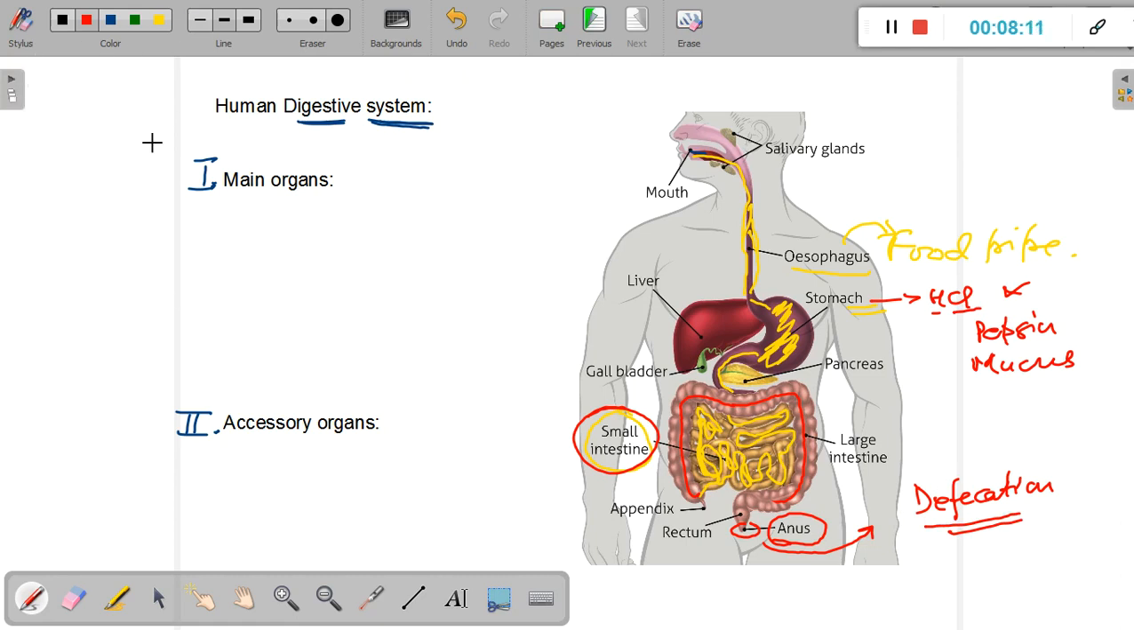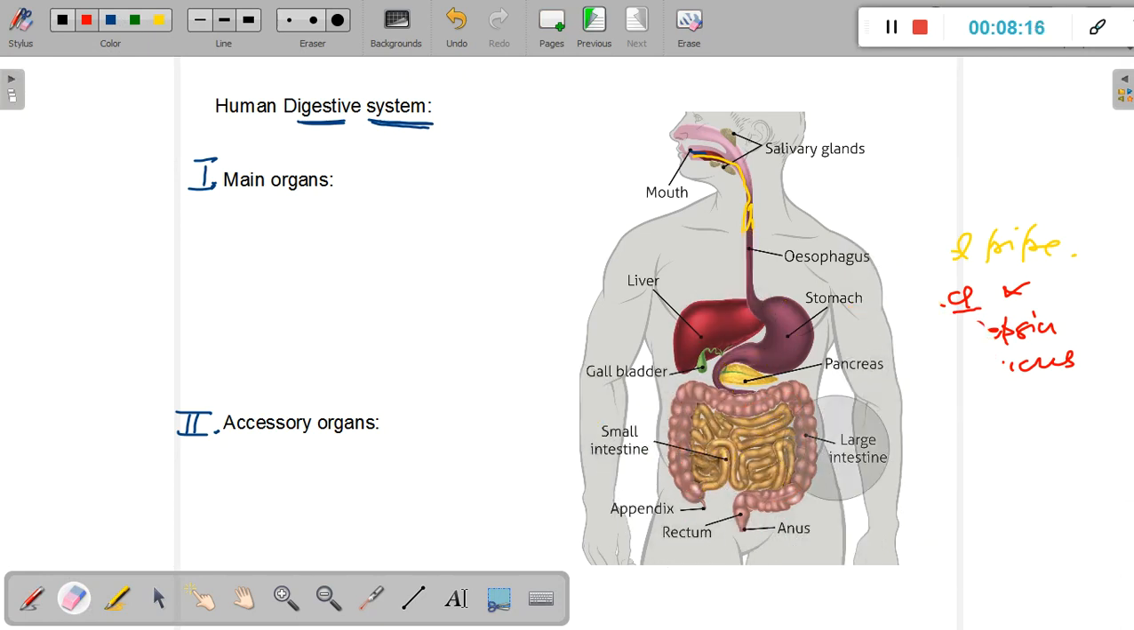Right, now let us get into the details of the functions of the various parts. First thing, before we get into any of that, I want you to appreciate something, which is that there are many organs that the food has come in contact with. The food comes in contact with the mouth, the esophagus, the stomach, the small intestine, the large intestine, the rectum and the anus. So the food has come in contact with some organs, and these organs are called the main organs because their first function is to digest food.